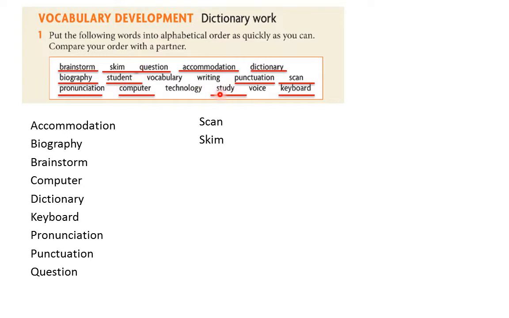Both of them start with the same 4 letters. Student, S-T-U-D, and study also starts with the same S-T-U-D. But the 5th letter in student is E, and in study is Y. Because E comes before Y in alphabetical sorting, student should be the word number 12, then study coming after student.